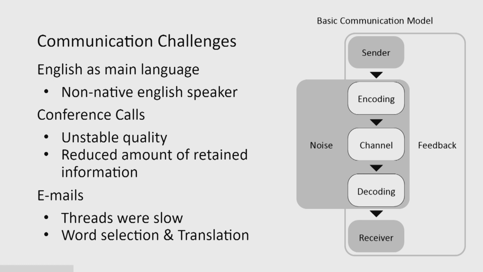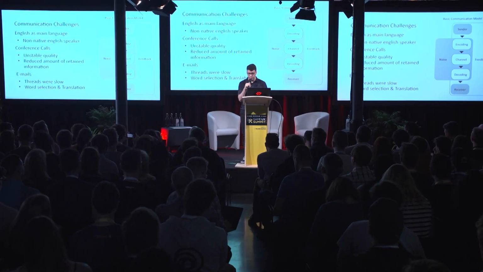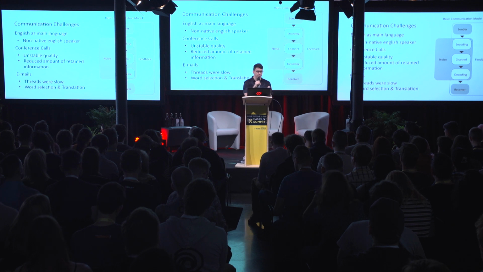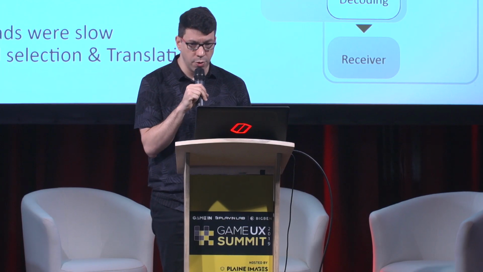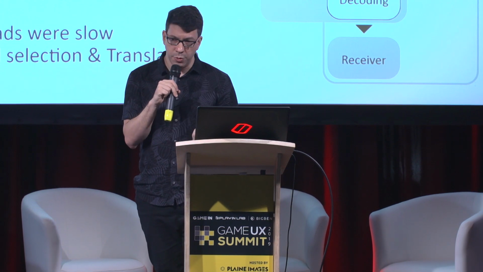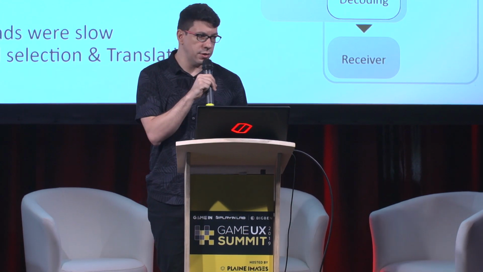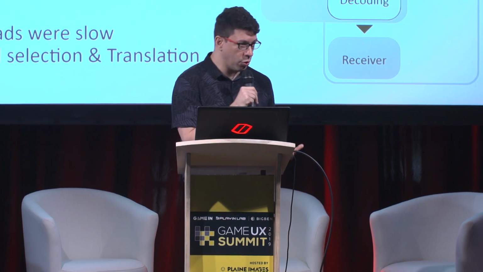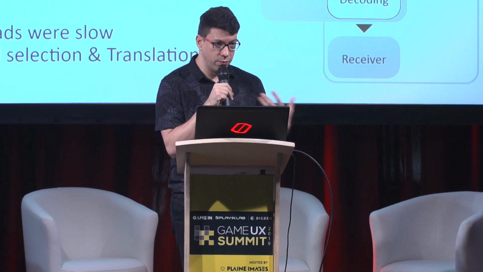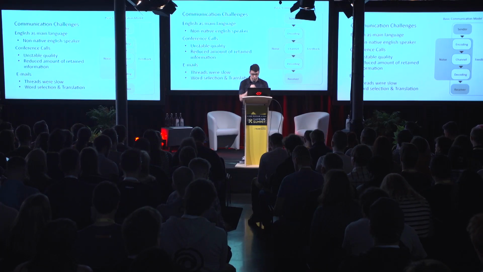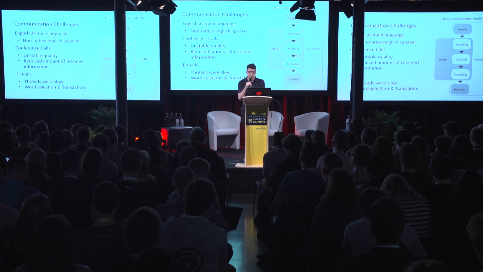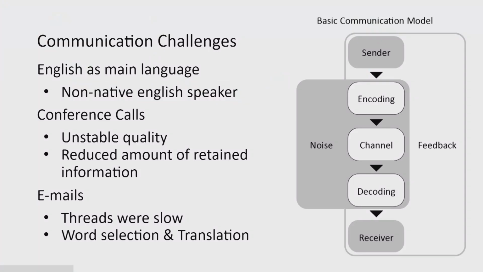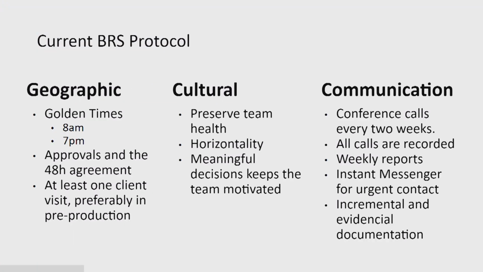So we had robot voices and lag and everything that makes the communication bad. The amount of retained information is reduced, because if someone speaks to you and there is a problem, you nicely ask them to repeat, and there is a problem again. Every time the person answers, it's a shorter answer, so you lose a lot of what the person was trying to say originally. And emails were very slow, and word selection and translation for the content of the emails was a little bit problematic. So we developed our protocol for communication.